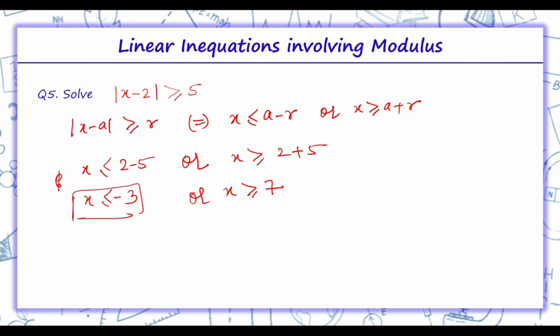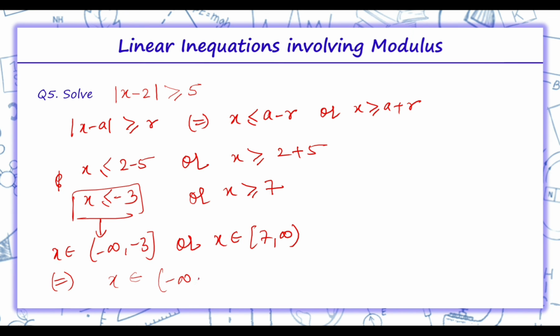So over here, when the or sign is there, it is represented by union. So this can be written as x belongs to minus infinity to minus 3, where this 3 is included, or x belongs to 7 to infinity. So this implies that x belongs to minus infinity to minus 3 union 7 to infinity. So the solution set of the given inequation will be minus infinity to minus 3 union 7 to infinity.